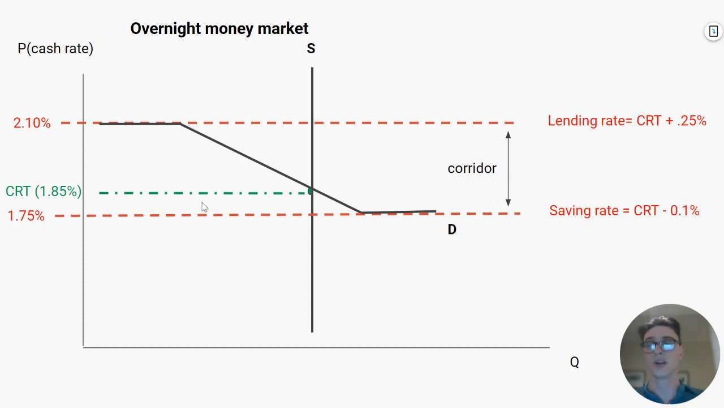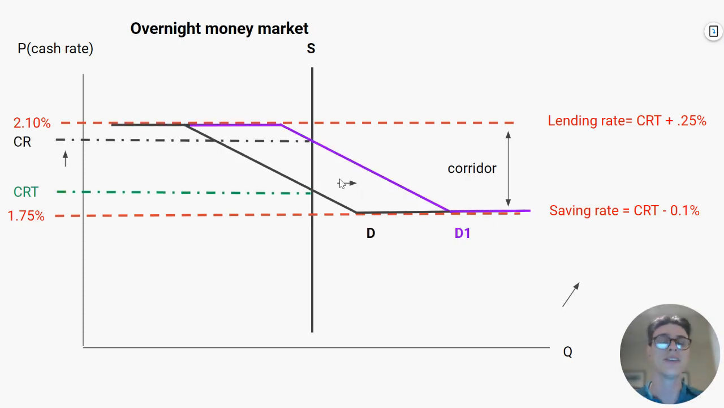Now, you can also see the green line here, which is the cash rate target, and it's the same as the actual cash rate in this demand and supply diagram, which is where demand and supply intersect. But demand may increase or decrease, which we'll look at in a moment, changing the cash rate from the cash rate target. You also note that there are these perfectly elastic parts of the demand curve, which is a bit weird, but that's just saying that we're not going to go above 2.1 and we're not going to go below 1.75 for the reasons I've just described.